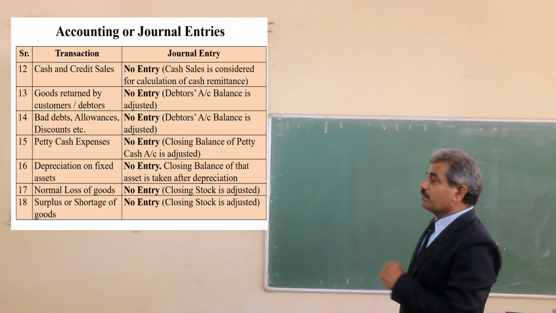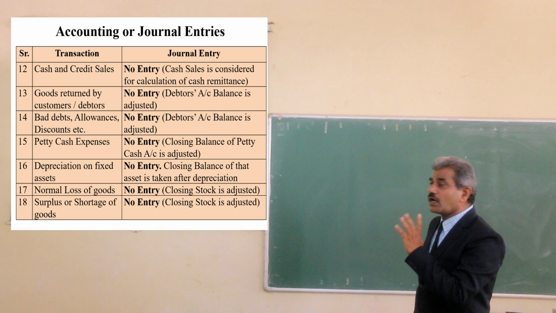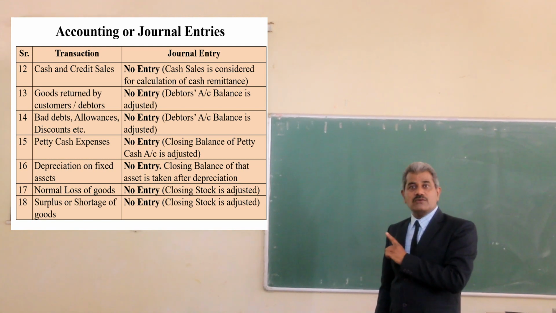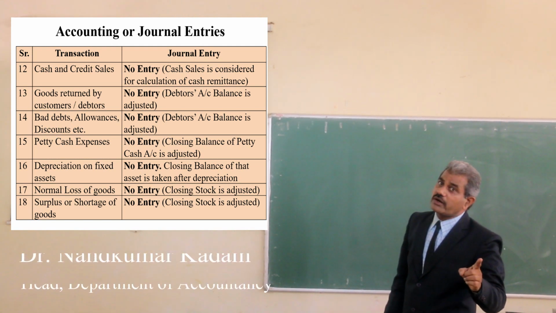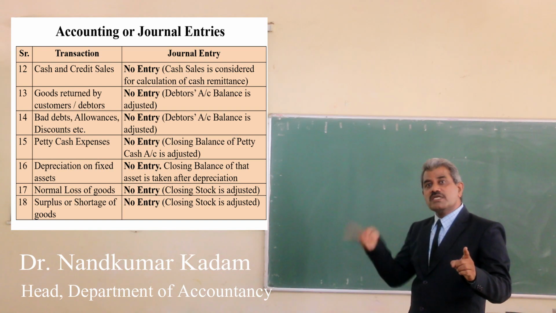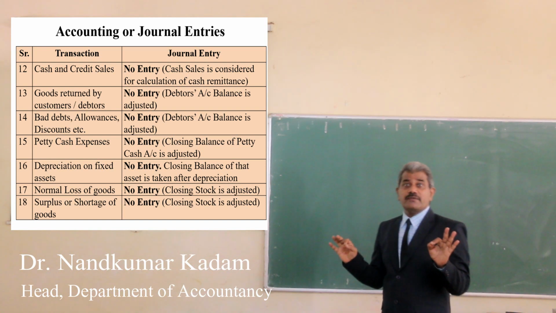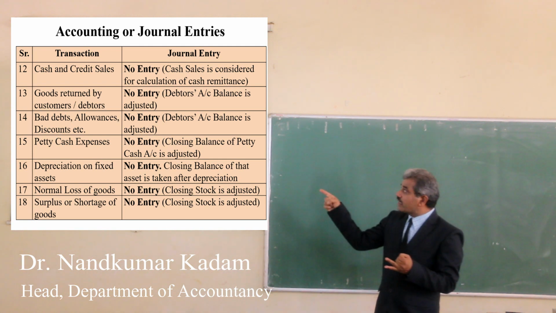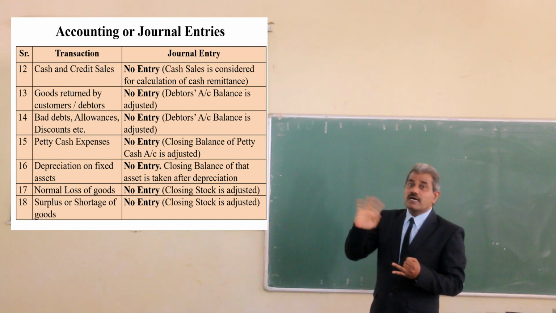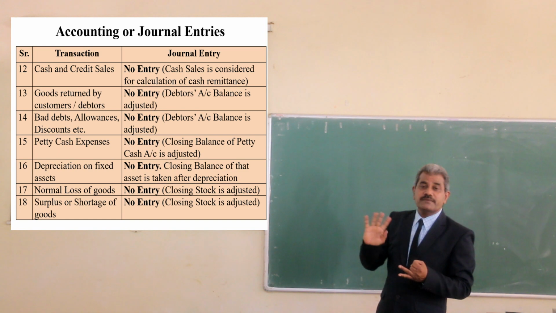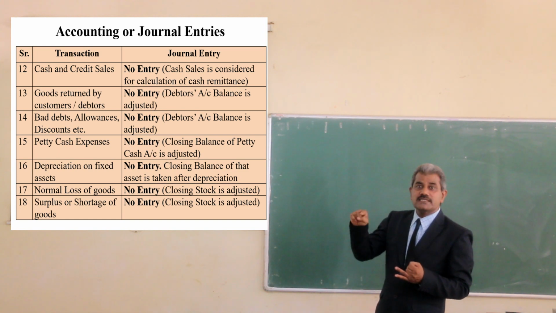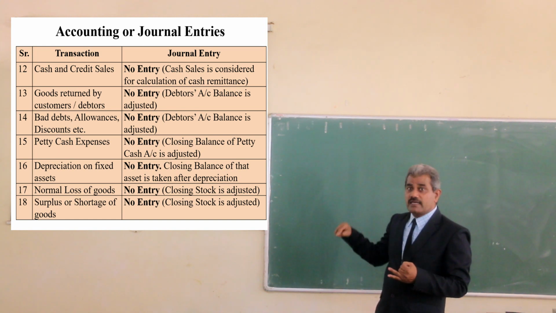Next is bad debts, allowances, discounts, etc. These are also not recorded, but the closing balance of debtors is adjusted. The specific entry for discount, allowances, and bad debts is not prepared, but it is adjusted in the debtors balance.